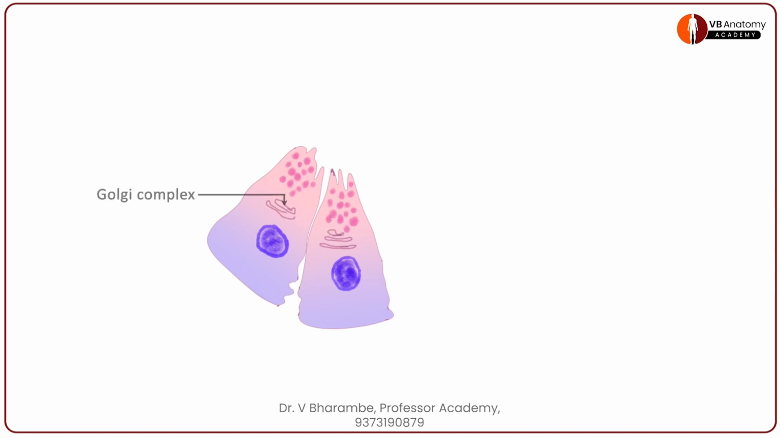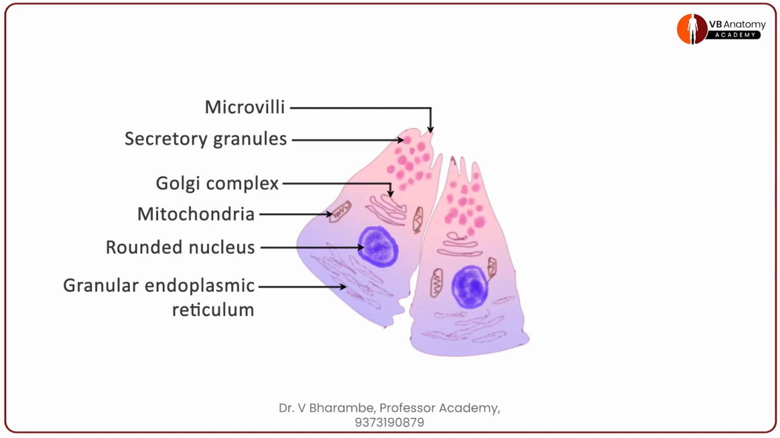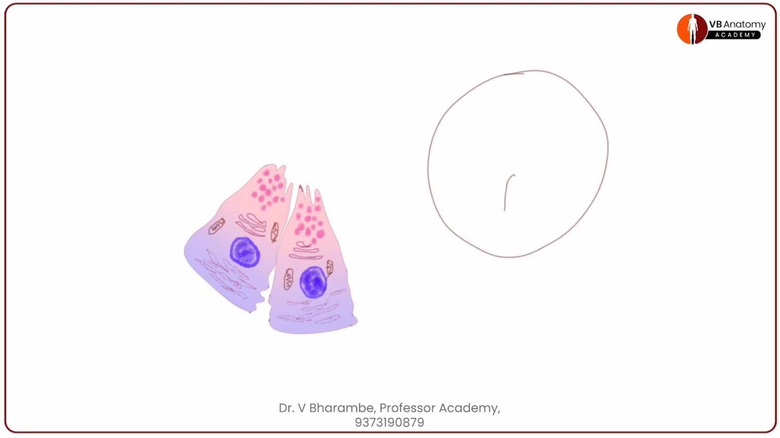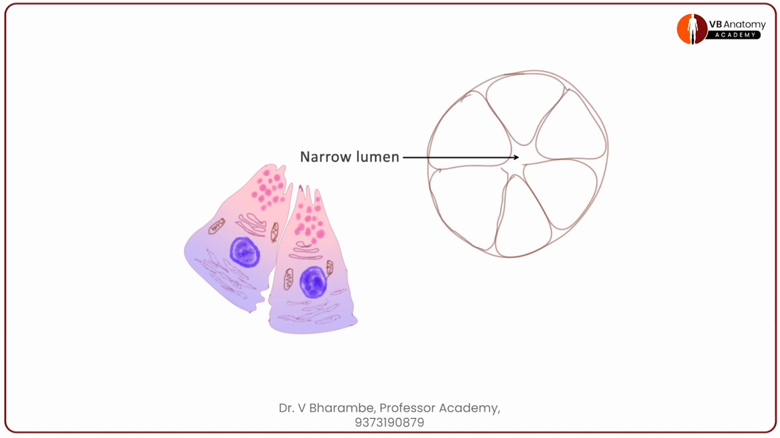Add the Golgi complex, add the rough endoplasmic reticulum, add the microvilli, and there you have the typical serous cell. Such pyramid shaped cells will together create a serous acinus. So a rounded acinus with these pyramid shaped cells placed at the periphery so that the lumen in the center becomes quite narrow. Place the cells in this manner.